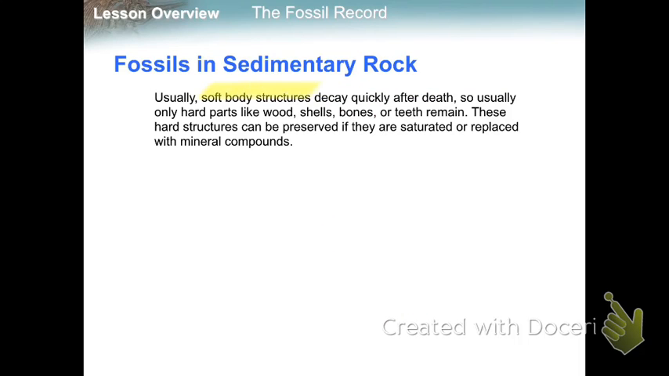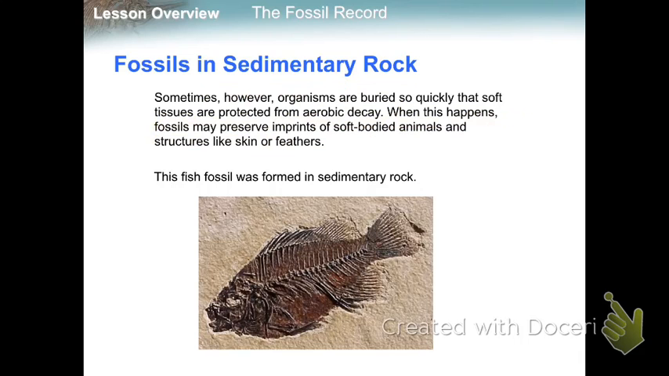Most of the time, like I said, soft body structures decay quickly, so we mostly see only hard parts. Those hard structures are preserved if they're saturated or replaced with mineral compounds. If the fossilization process happens quickly, then we can see those soft tissues protected from decay, and you can see well-preserved fossils. We see the fins here on this fish fossil, as well as the hard part of the backbone.